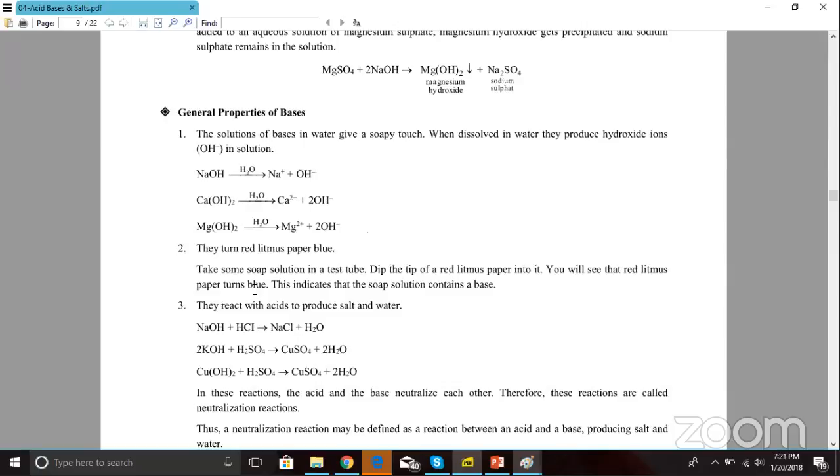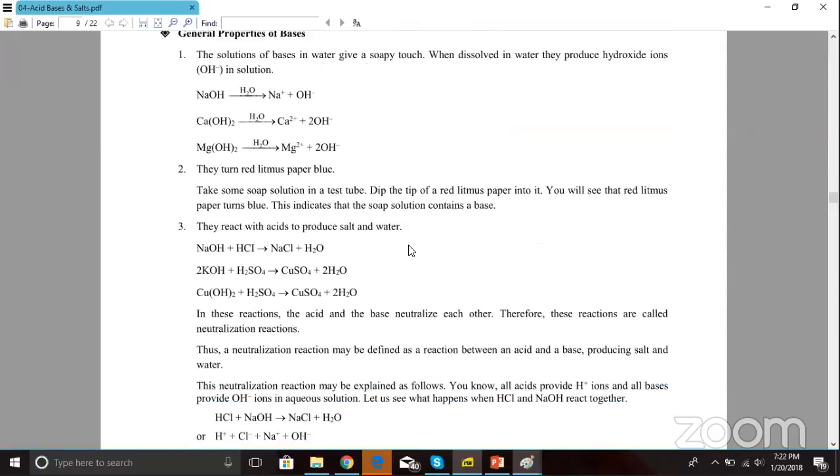They always turn red litmus paper blue. If you want to find out whether it is a base or not, we have to use the red litmus paper. If it turns blue, then it is a base. This is just opposite to that of the acid. For acids, we have to use blue litmus, which turns red.